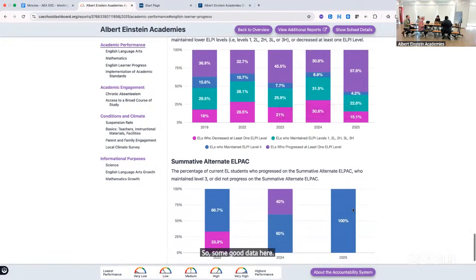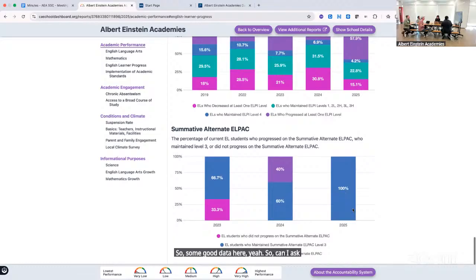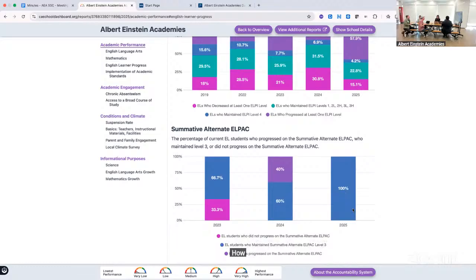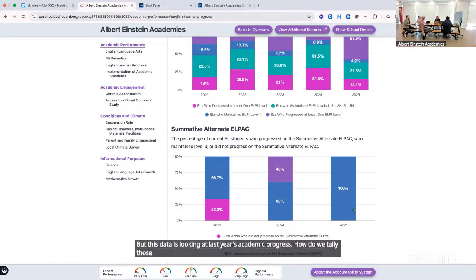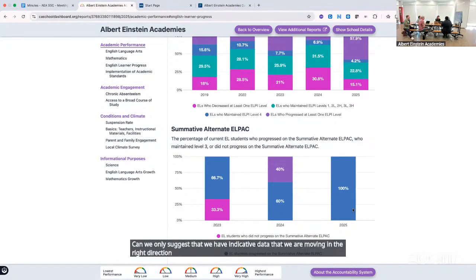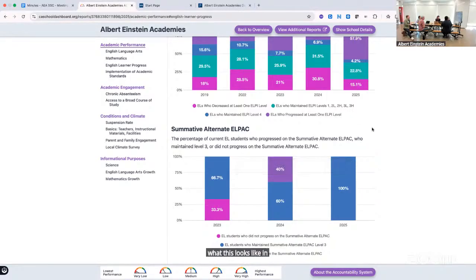Yeah. So can I ask a big question? Sure. If we have spent our funds on the reading interventionist for this academic year, but this data is looking at last year's academic progress, how do we tally those two things, or can we not? Can we only suggest that we have indicative data that we are moving in the right direction and we want to build on and wait and see what this looks like in another 12 months?